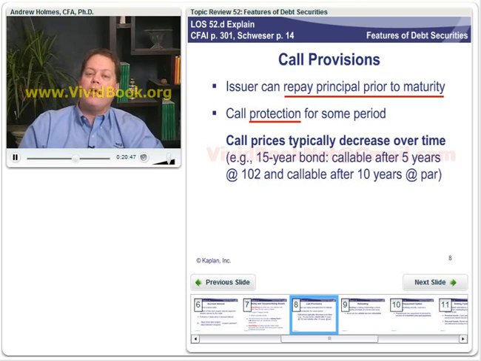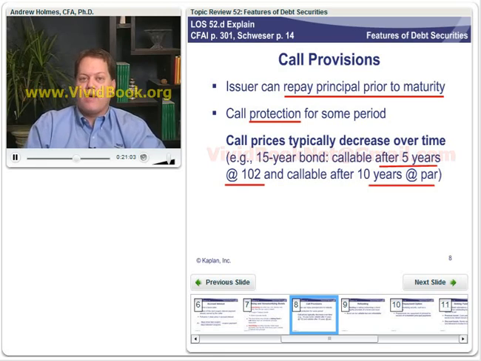Now, if we think of the way this call works, it's very typically structured or staged in. So if it's a 15-year bond, then maybe it will be callable after 5 years at 102, meaning 102% of par. And then after 10 years, it's callable at par. So they can't call it at all for the first 5 years. Between years 5 and 10, if they're willing to pay 102% of par, or $1,020, then they can call the bond back early. And after 10 years, they can just call it at its par value.